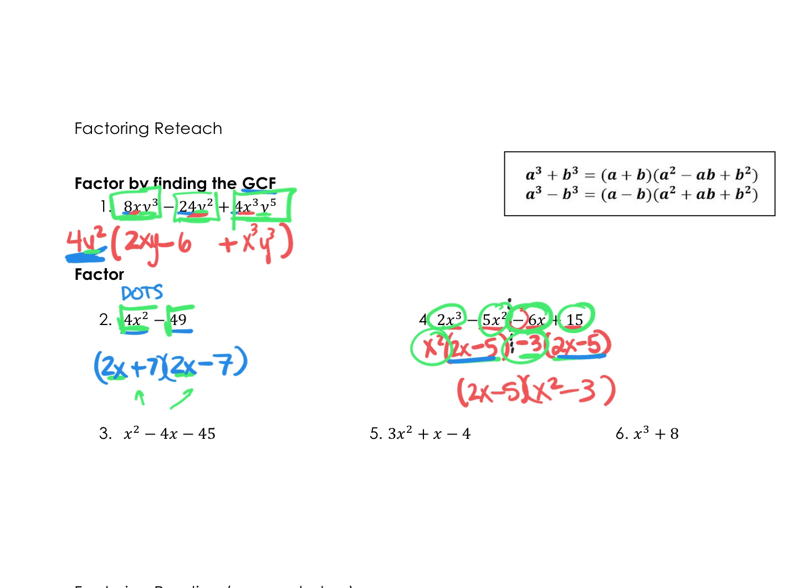Number 3 here, this is a trinomial with a equal to 1. So here we're just looking for 2 numbers that multiply together to get negative 45 and add together to get negative 4. In this case, that will be minus 9 and plus 5. So then we go ahead and go straight into our factors here. So it'll be a minus 9 and a plus 5.